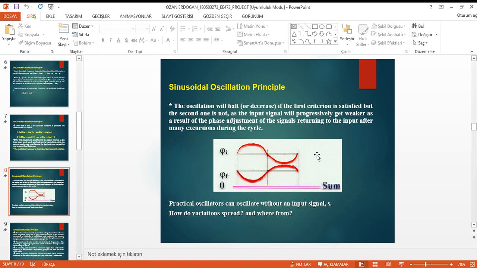The oscillation will not be held if the first criterion is satisfied but the second one is not, as the input signal will progressively get weaker as a result of the phase adjustments of the signals returning to the input after many excursions during the cycle.